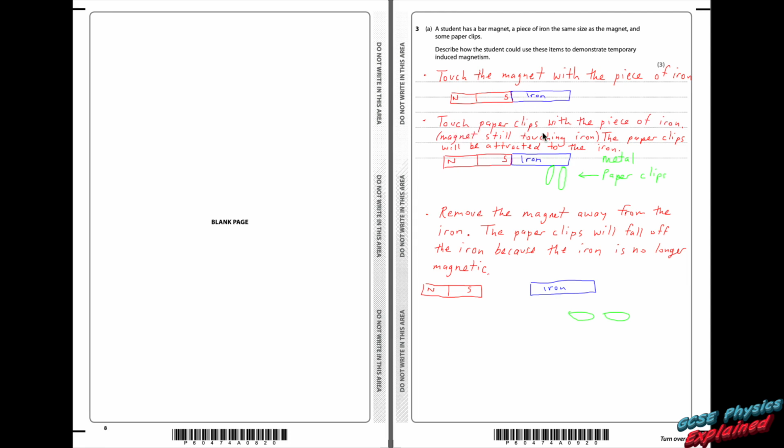If you then touch paper clips with the piece of iron, with the magnet still touching the iron, the paper clips will be attracted to the iron. And that's because when the iron's touching the magnet, the iron becomes magnetic, or a temporary magnet anyway. And we can see that it's just temporary, because if we remove the magnet away from the iron, the paper clips will fall off the iron because the iron is no longer magnetic. So you can see, when I've pulled the magnet away, the iron's not a magnet anymore, and the paper clips have dropped off it.